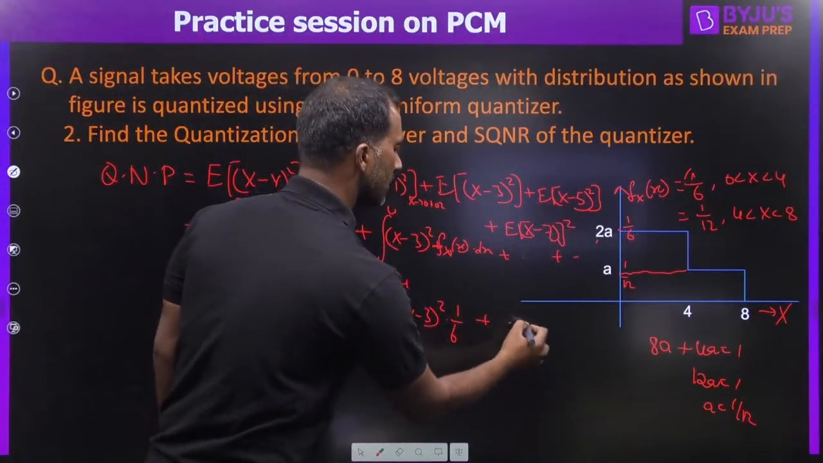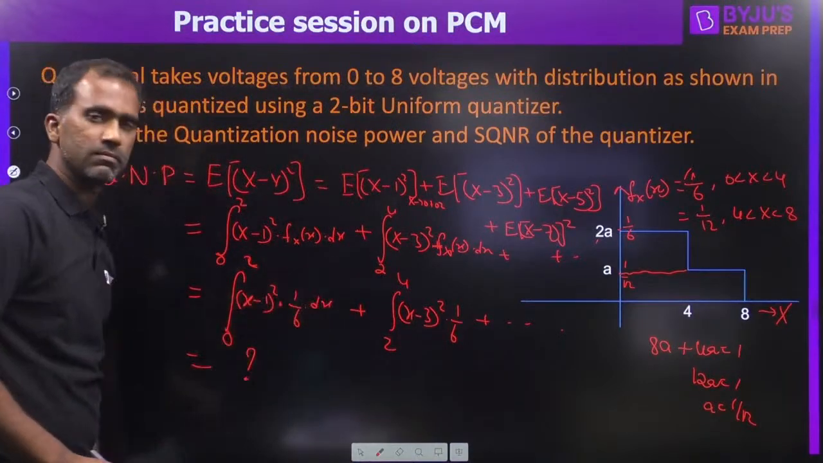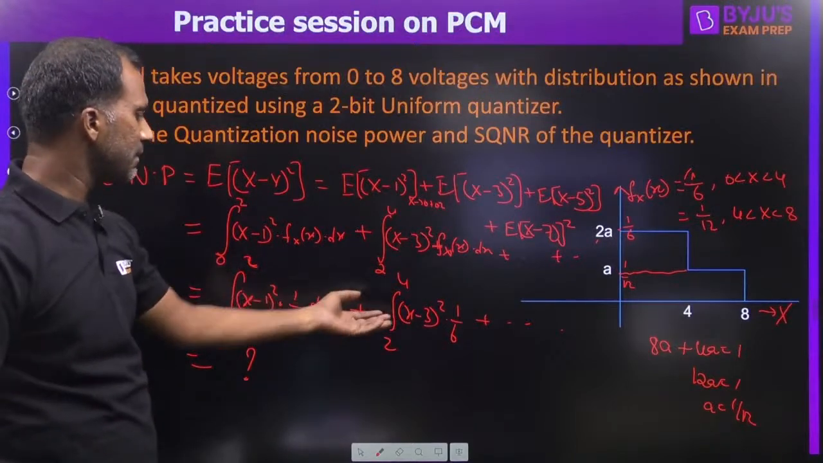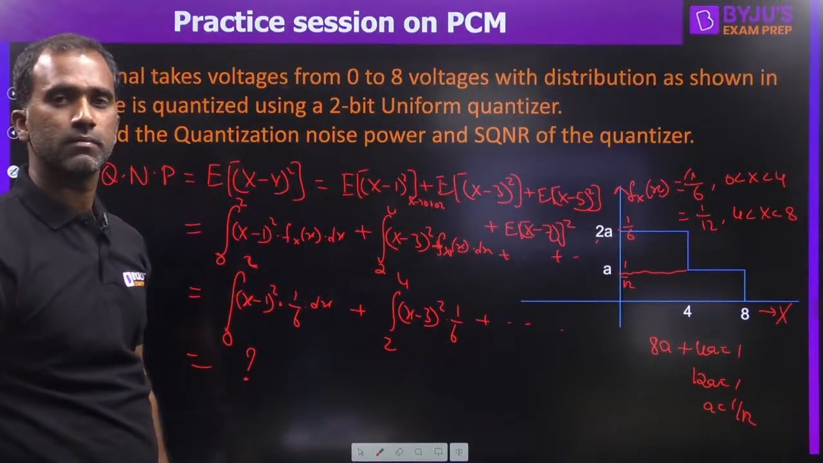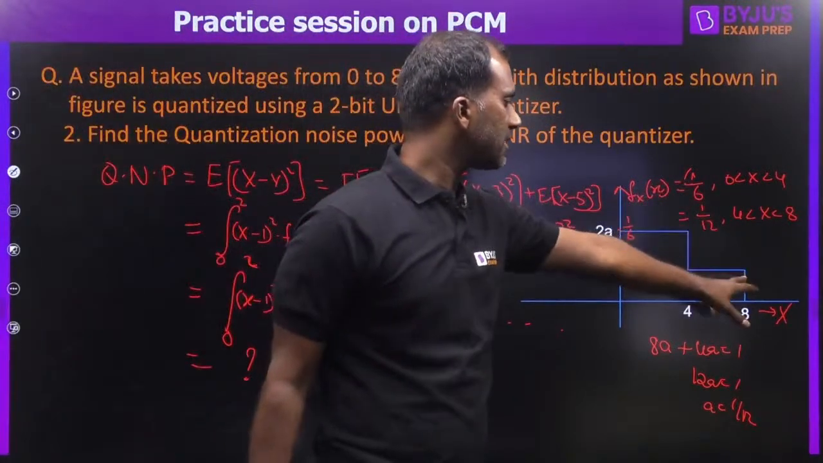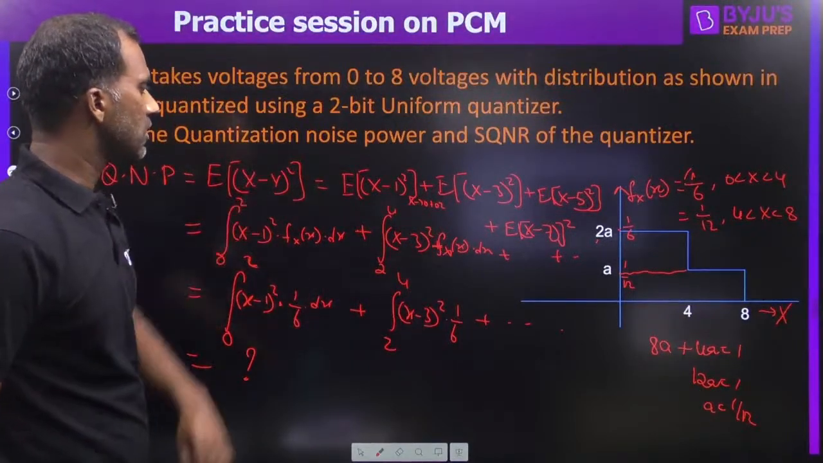Similarly, for these two also you can write and do the calculation. It is going to take some time and my board space also will not be sufficient. So it's simple mathematics, you can do it. Whatever PDF they might give, write the equation for the PDF in different regions and just substitute that in this. You'll get the quantization noise power.